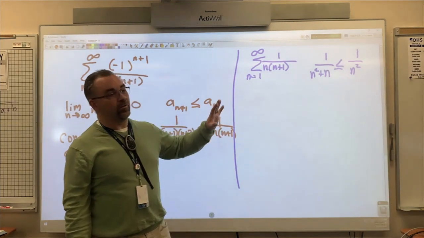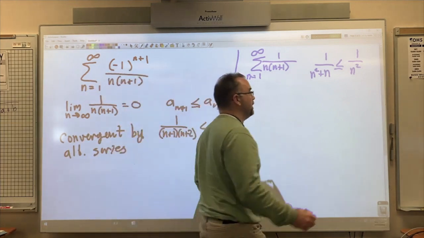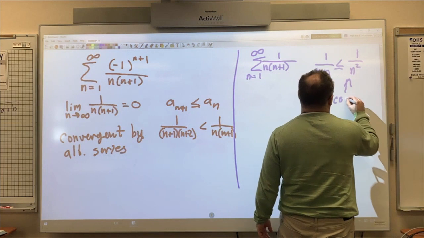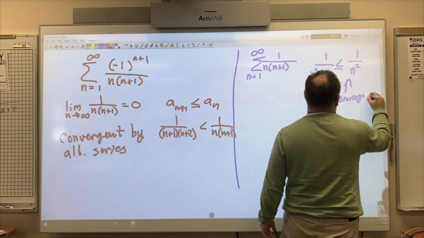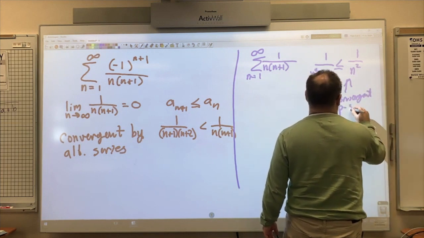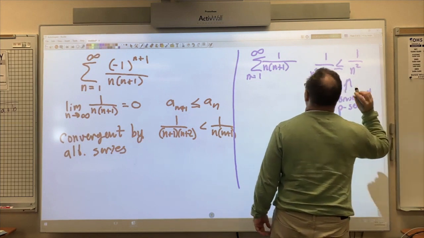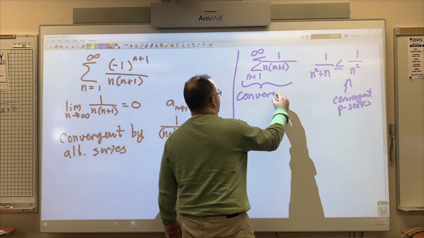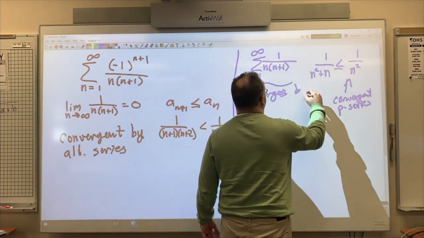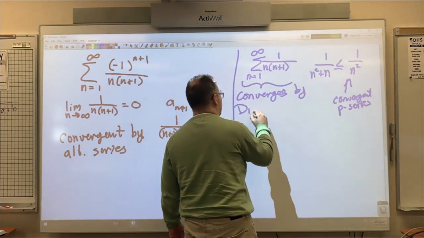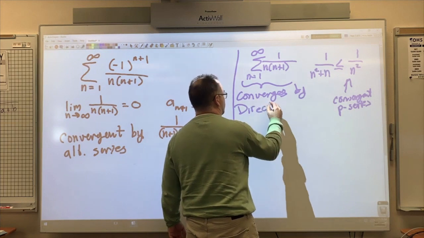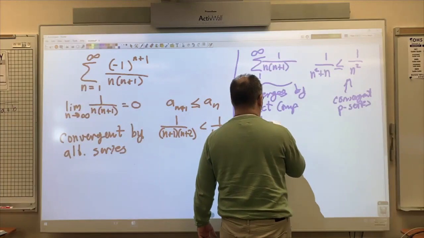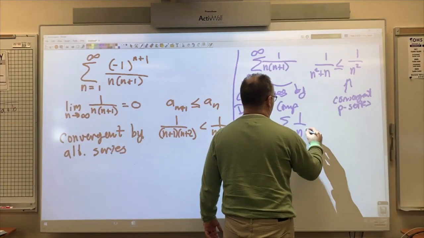Why? Because 1 over n squared is a convergent p-series. So this series converges by direct comparison to 1 over n squared.